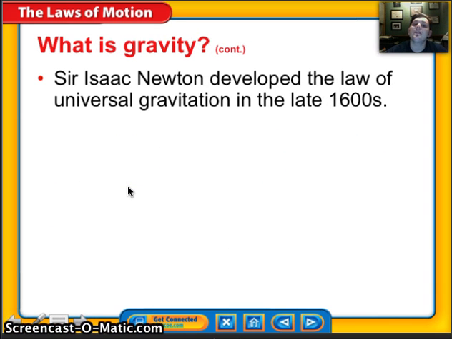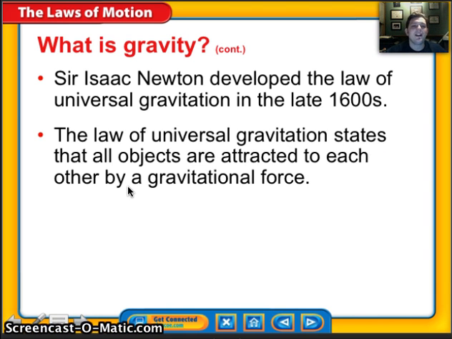Now, Isaac Newton developed the law of universal gravitation in the 1600s. If I was in England, they'd want me to call him sir. The law of universal gravitation states that all objects are attracted to each other by a gravitational force. So it doesn't matter how big or small, gravity is pulling on you and you're pulling on other stuff because you have mass, you have gravity.